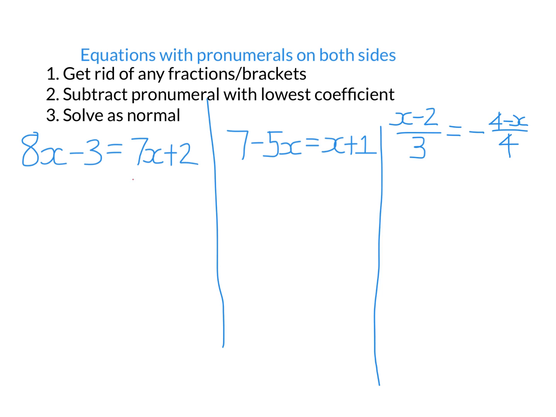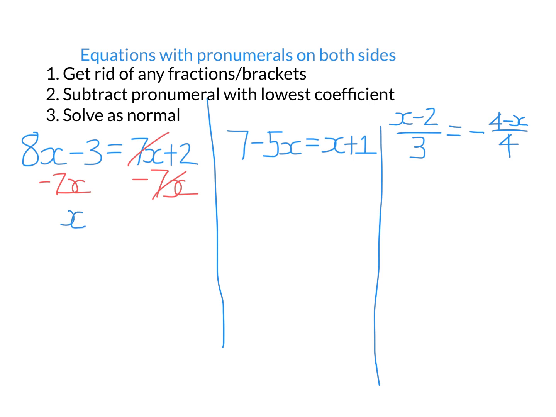So what I'm going to do is subtract 7x from this side because it will get rid of x from the right hand side of the equation. But of course, what I do to one side of the equation, I must also do to the other. So on the left hand side, 8x minus 7x is just x.